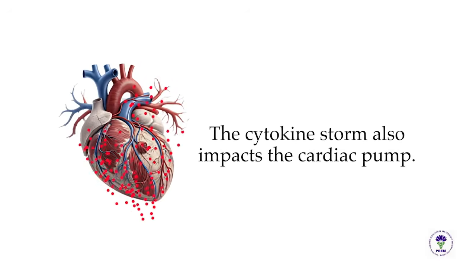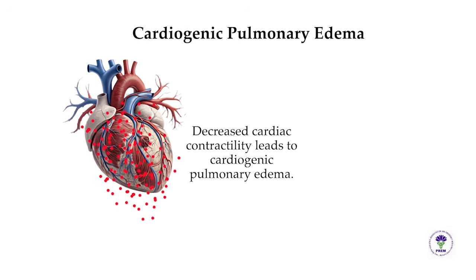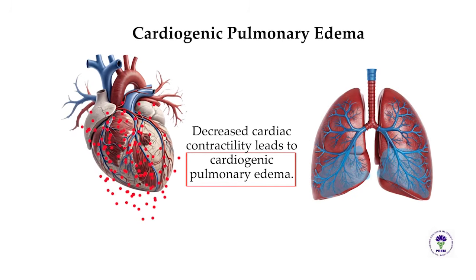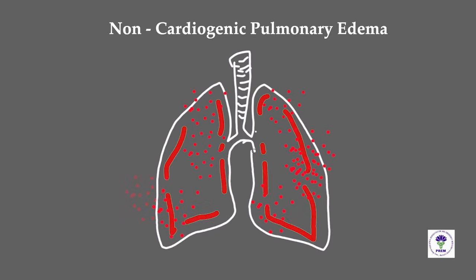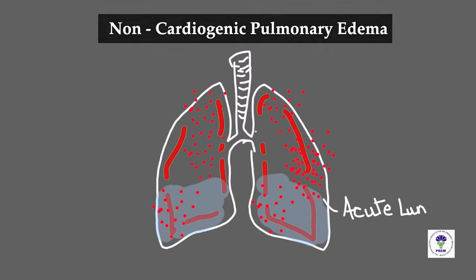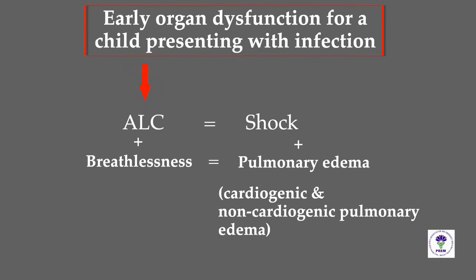The cytokine storm also impacts the cardiac pump. Decreased cardiac contractility leads to cardiogenic pulmonary edema. Cytokine-induced endothelial injury also affects the pulmonary vasculature. The latter causes pulmonary edema, which is also known as non-cardiogenic pulmonary edema or acute lung injury. So, signs of early organ dysfunction for a child presenting with infection are pulmonary edema, cardiogenic and non-cardiogenic.